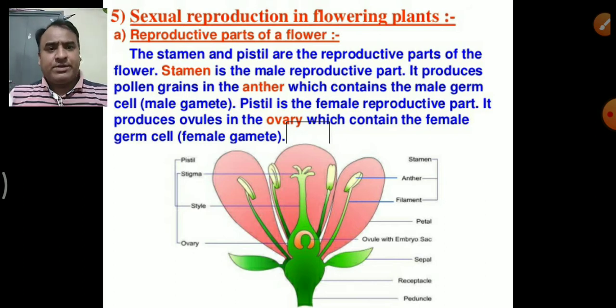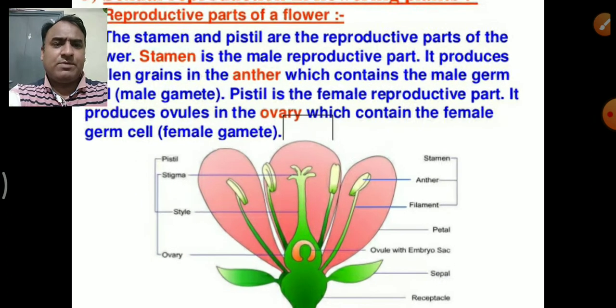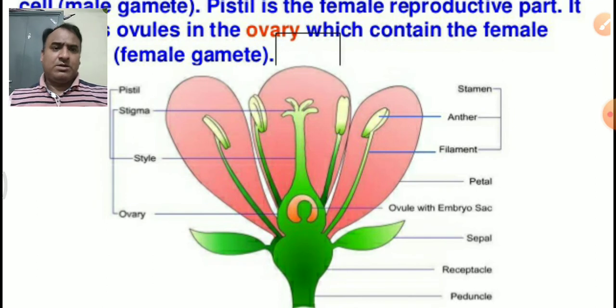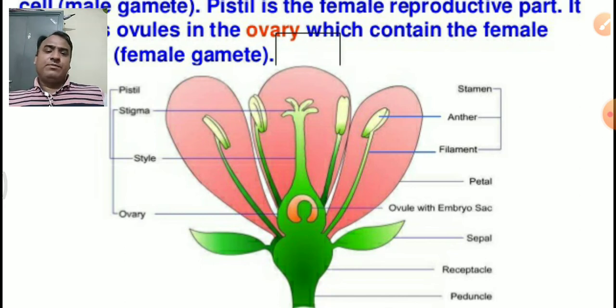Reproductive parts of flower. First, we discuss the reproductive parts of the flower. This is the diagram of a flower. You can see the various parts of the flower. Flowers have sepals, petals. Anther and filament are actually parts of the stamen. Stamen is also the male part and is called androecium. The female part is stigma, style, ovary. Inside the ovary, ovule is present, and it is called pistil, or gynoecium.